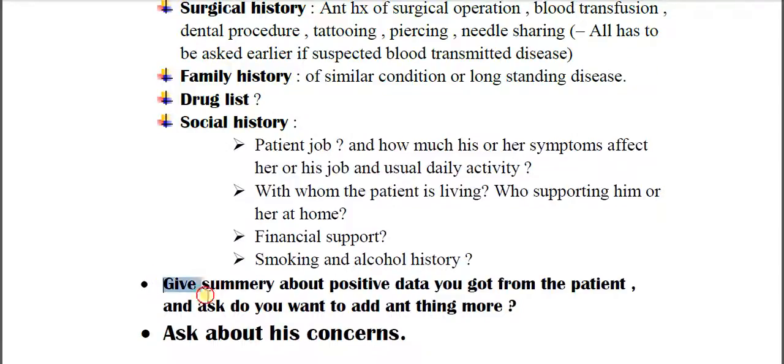Now I'm going to give you a summary about what we discussed today, or the positive data in our discussion today. You are Mrs. Noha, 27 years old, complaining of weight gain all over your body for the last 2 months with good appetite and a balanced diet. You are also complaining of fatigue, dry skin, cold intolerance, and menstrual period irregularities with a lot of blood coming out. Is it right? Do you want to add anything else? What about your concern?